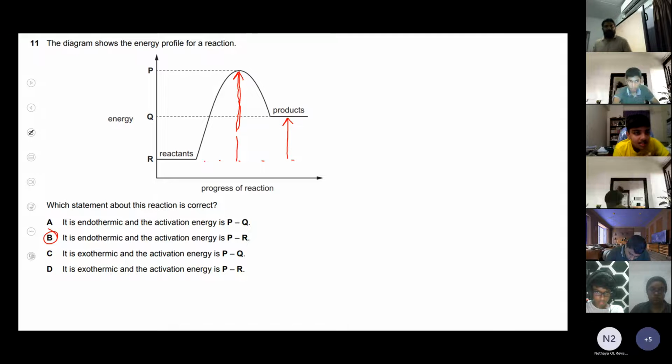Sir, in some papers I saw PQ marked as the activation energy. So what's the difference? Sir, on what occasions do we put PQ as the activation energy? Nitila, it depends on the graph they have given. It's not the same graph as here.